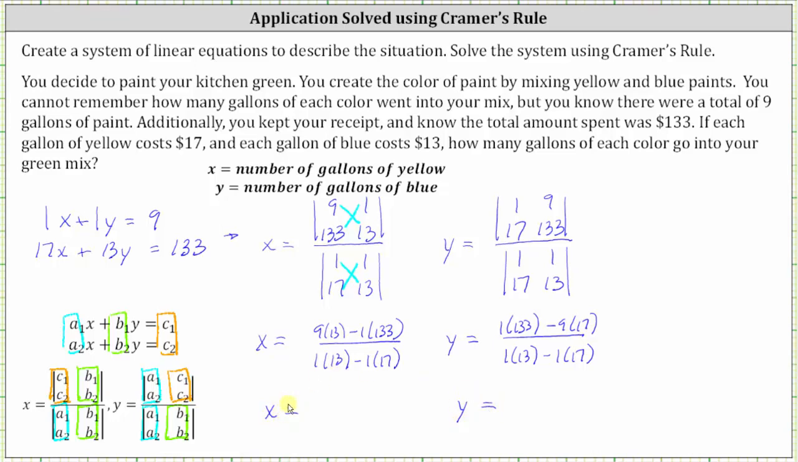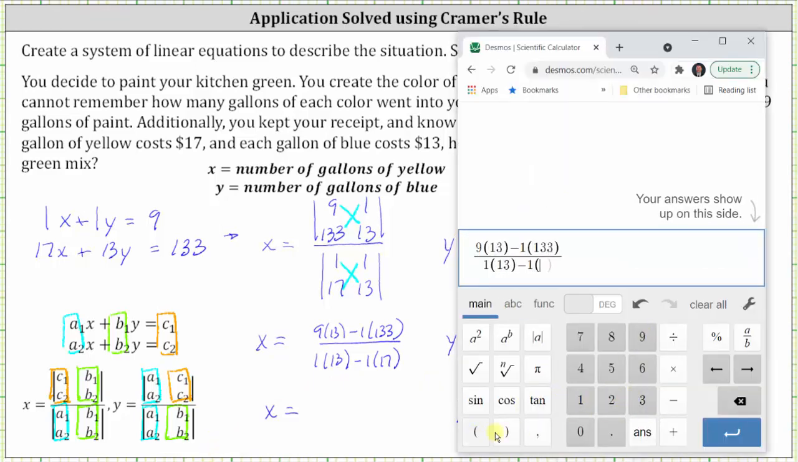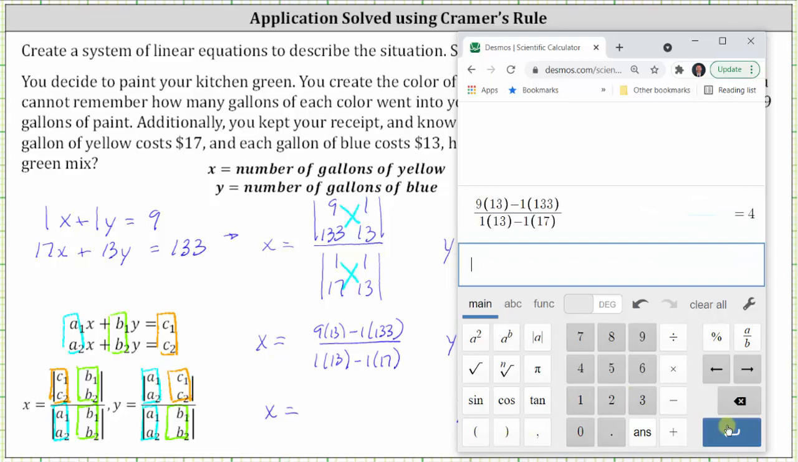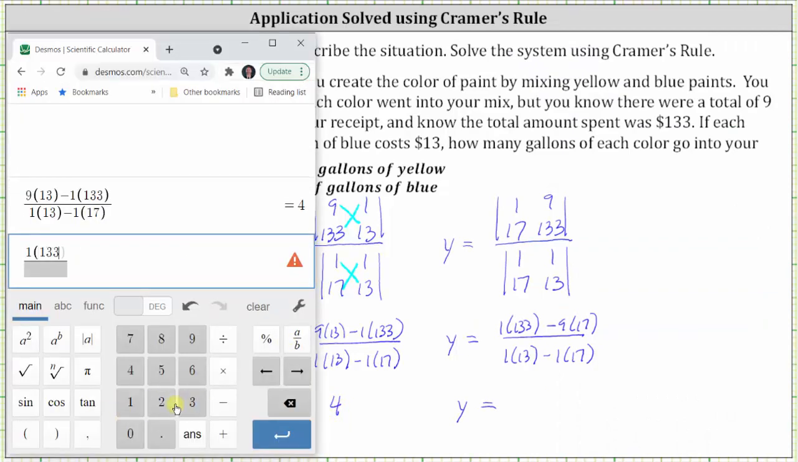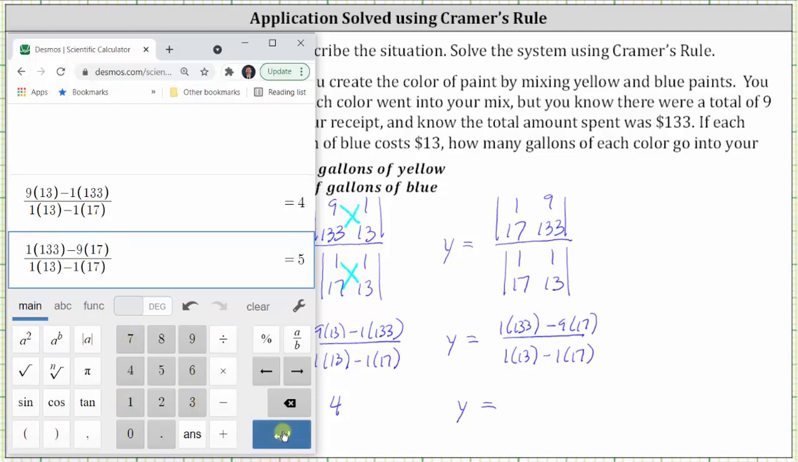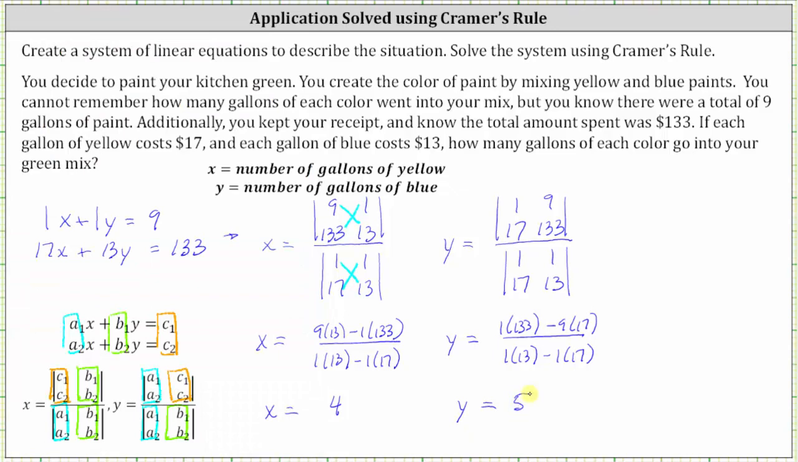And now let's go to the calculator. Notice x is equal to 4. And y is equal to 5. Now we know the green mix contains 4 gallons of yellow paint and 5 gallons of blue paint.